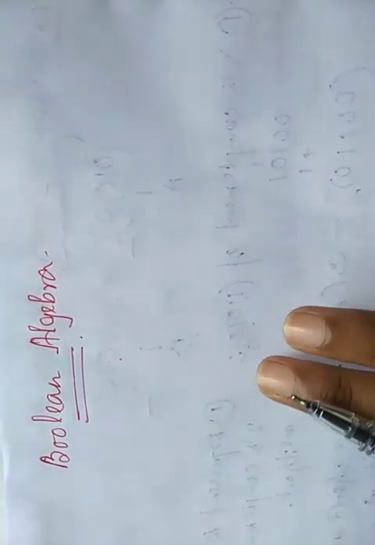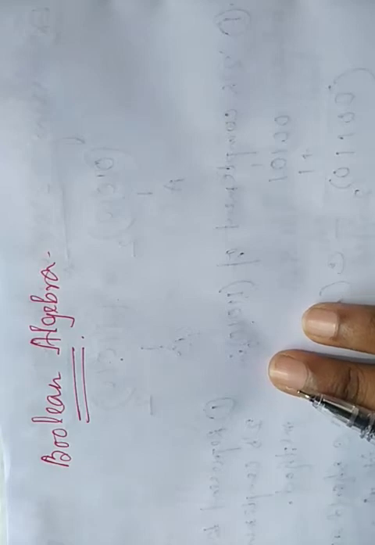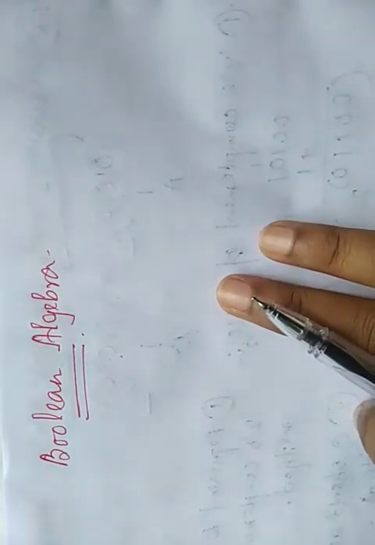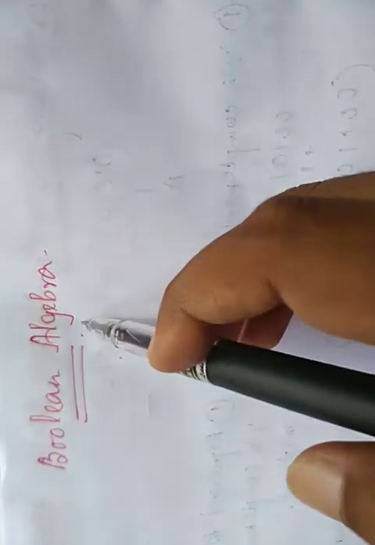Boolean algebra is basically used in computer science, or in other words we can say it is used in digital electronics whenever we are going to create any digital circuit. That circuit is totally based on this Boolean algebra's logic.